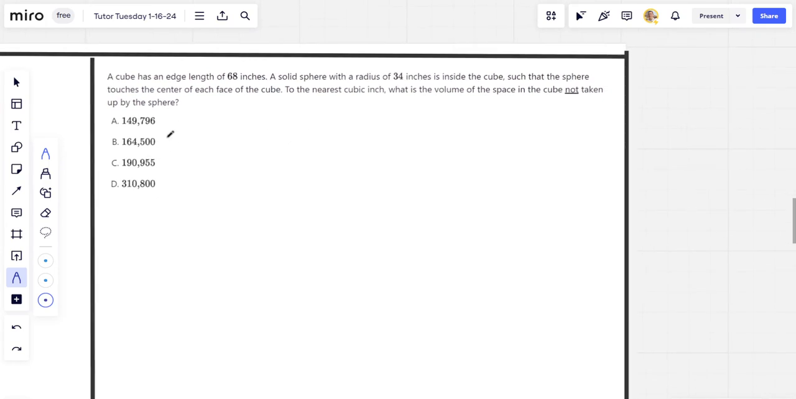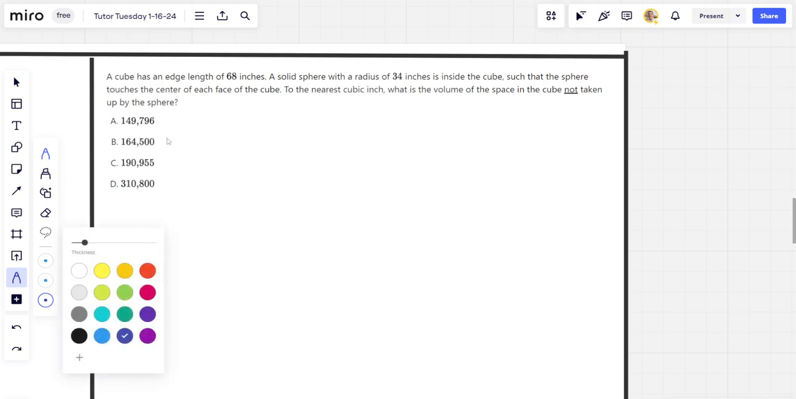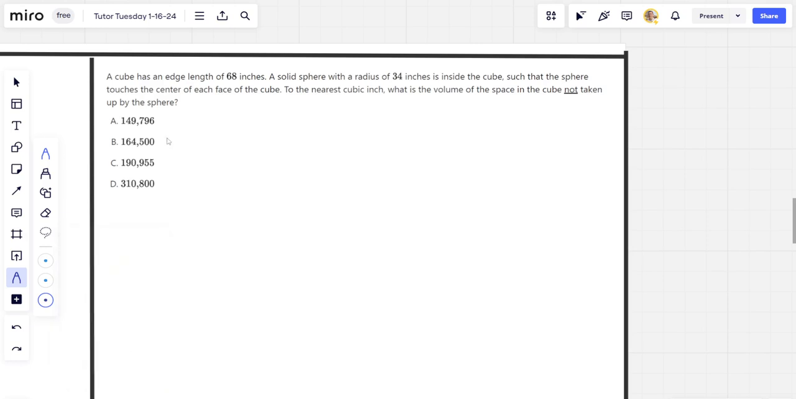And our last one for this math row is a volume problem. You guys again can put your answers in if you can solve it quicker. But this one says we have a cube of length 68 inches. So let's draw our little cube here. Or I guess it's kind of a big cube. A solid sphere with a radius of 34 inches is inside of the cube.